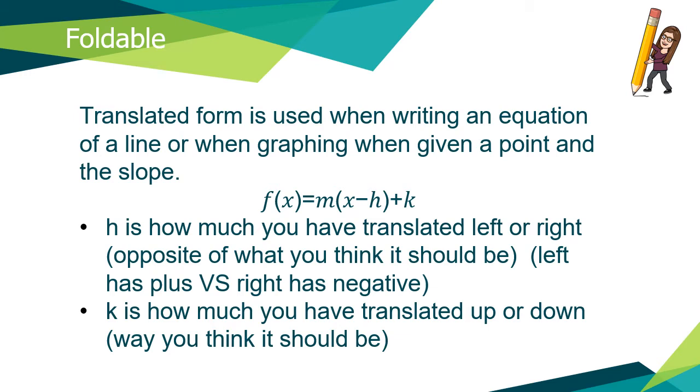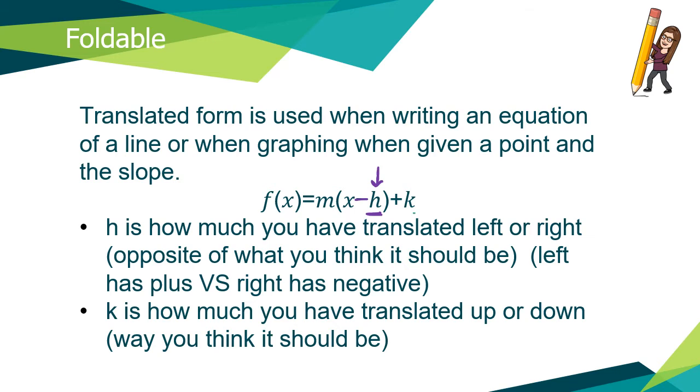If I talk about the variable h, h represents how much you have translated or shifted left or right. Now be careful. You'll notice the formula has a subtraction sign. What that means is your h is going to go the opposite direction of the sign it has. So for example, if it says x minus 2, that means right 2. If it says x plus 5, that means left 5. H is a little bit easier to remember because we can think of it as a horizontal shift.